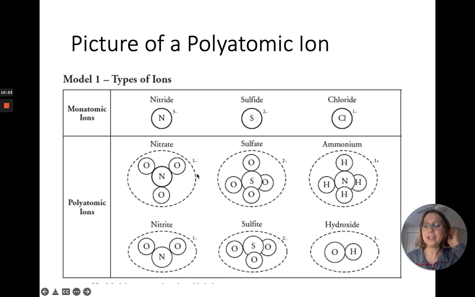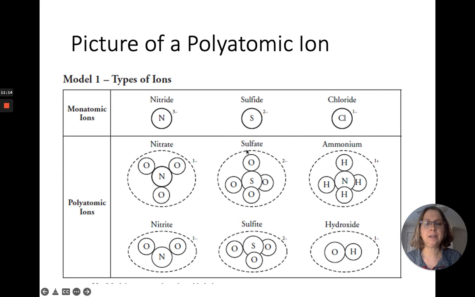What is nitrate? You can see instead of just being nitrogen, you've got nitrogen with these 3 oxygens actually attached to it. It's a covalent bond, which we'll talk about later. But the overall thing acts as a unit. That's why you have the dotted line and has a charge of 1- overall. So you just think of this as one thing. And it's written NO3, 1-.